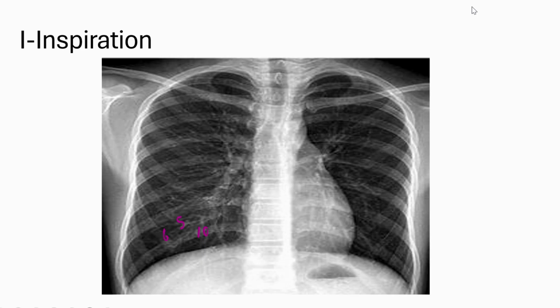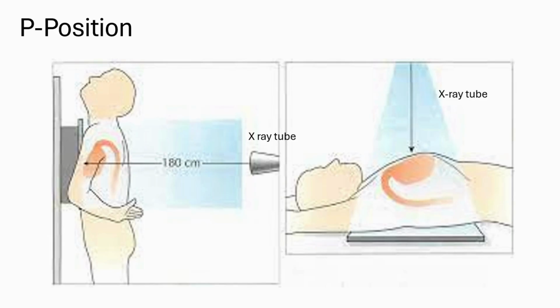Now inspiration. What we see in inspiration is adequate inflation of the lung. We call it adequate when the fifth and sixth anterior ribs are above the diaphragm in the mid-clavicular line, or the posterior 10th rib. If it is less than 5, we call it an inadequate inspiratory film, and if it is more than 7, we call it a hyperinflated lung. In both cases, lung pathology can be obscured.